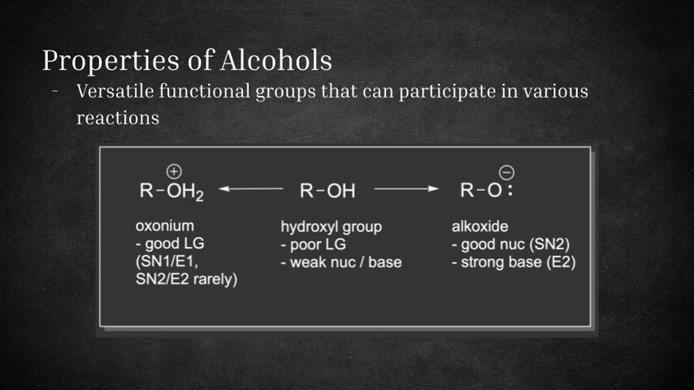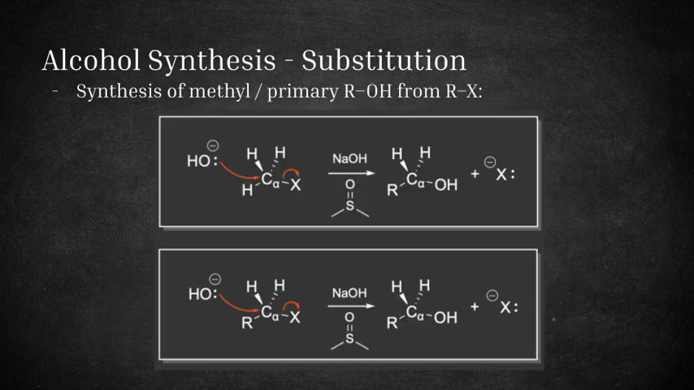Conversely, protonating the alcohol transforms it into an oxonium ion. This protonation converts the hydroxyl group into its conjugate acid, significantly improving its leaving group ability. As a result, it can then participate in SN1 and E1 reactions, and though less commonly, in SN2 and E2 reactions. With this in mind, let's move on to our first reactions for alcohol synthesis, converting methyl, primary, and secondary alkyl halides into alcohols through substitution reactions.